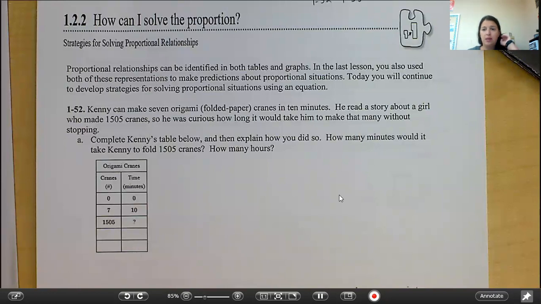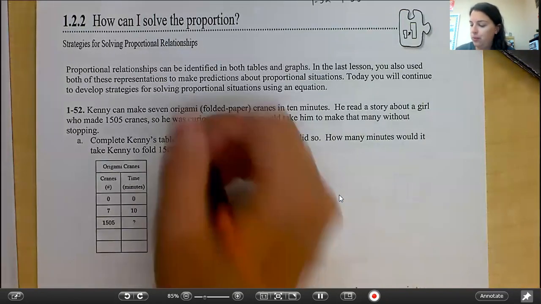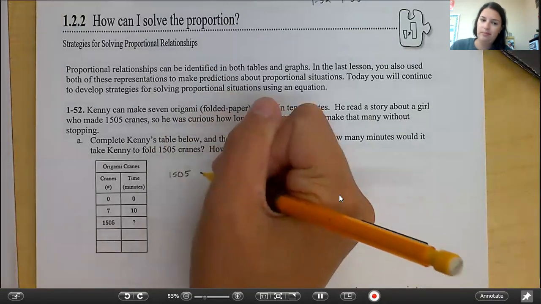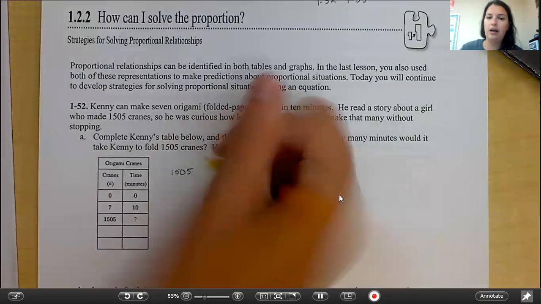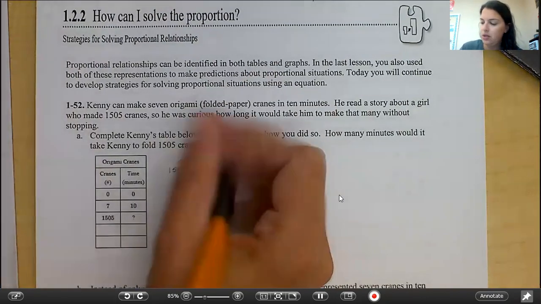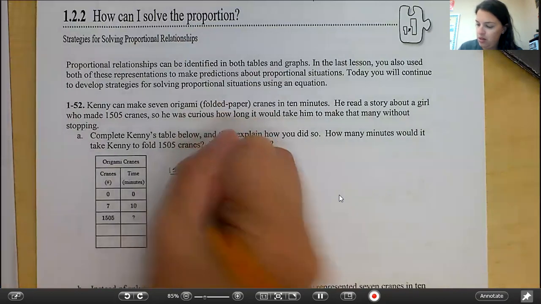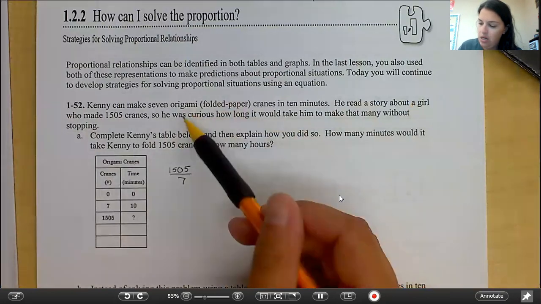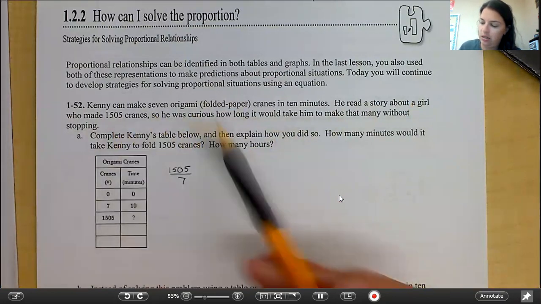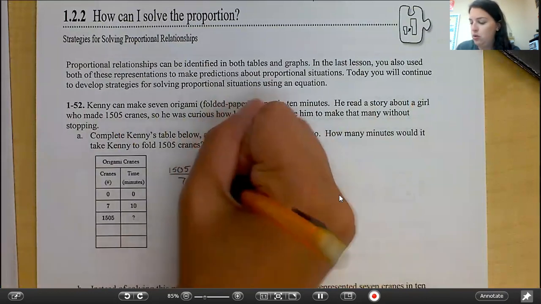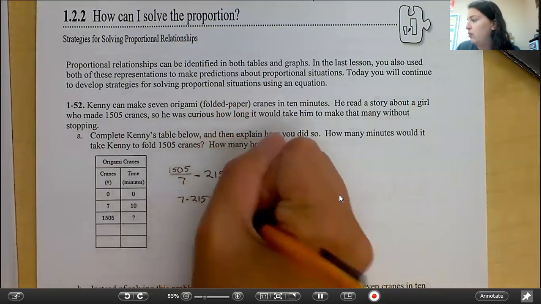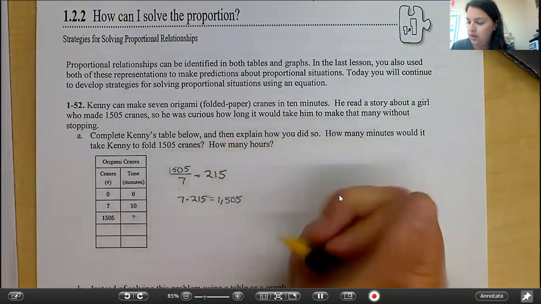Okay, if you're back with me, you've completed the table, and there are many ways that you could have done this. The way that I looked at this is I wanted to figure out the... I'm sorry, not the unit rate. Take that back. She made 1,505 cranes and he made 7. So we're going to divide those and get 215. So 7 times 215, if we just double check that, would be 1,505 cranes. So that's what he wants to make.